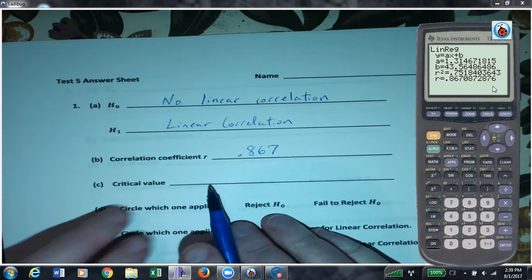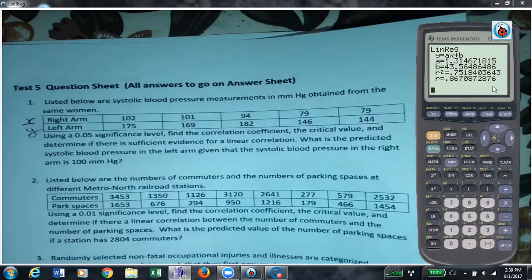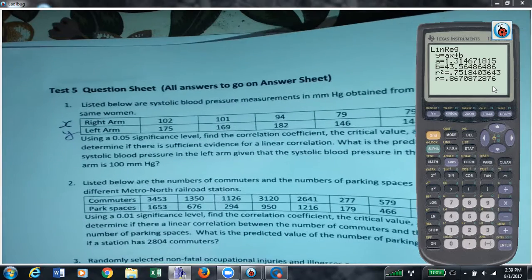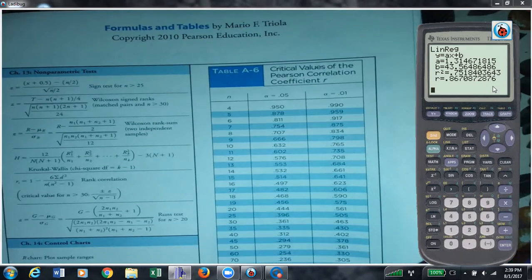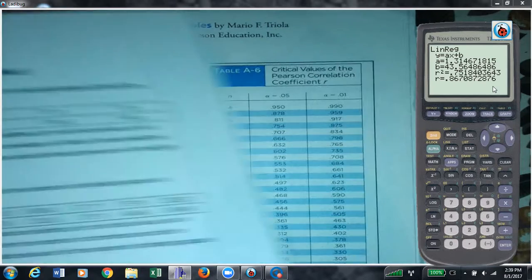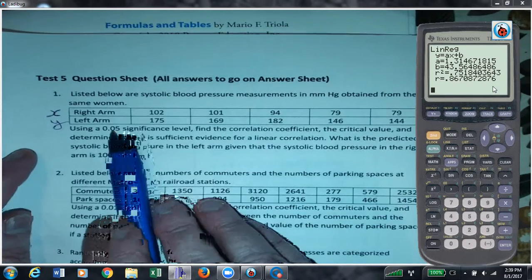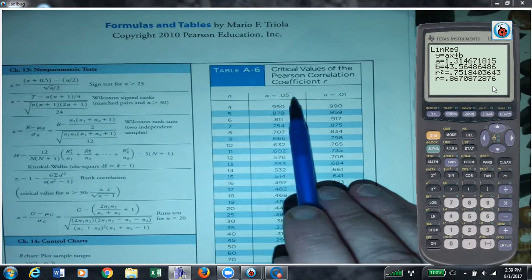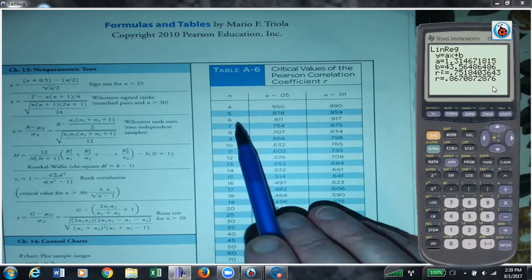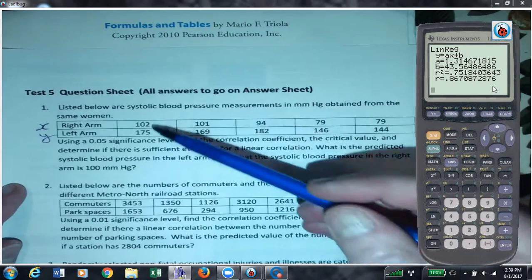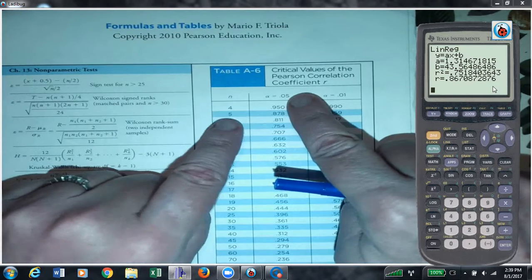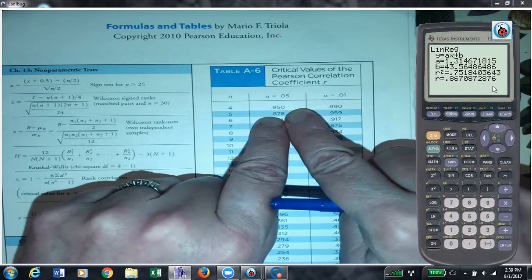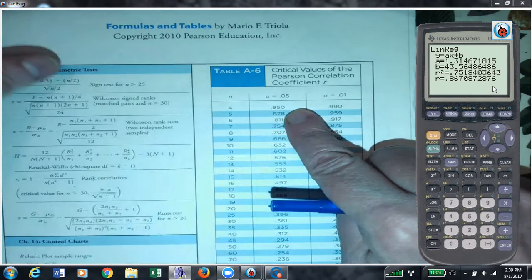Now, what is the critical value? Well, for the critical value, I'm going to need to use table A6. So here's table A6. In the problem, we were told to use a 0.05 significance level. So alpha is 0.05, and N is the number of pairs of data that we had. 1, 2, 3, 4, 5. N is 5. So alpha is 0.05 and N is 5. And so the critical value is 0.878.